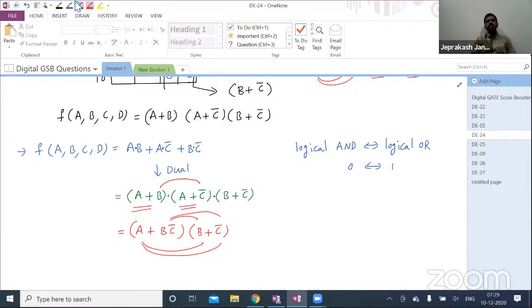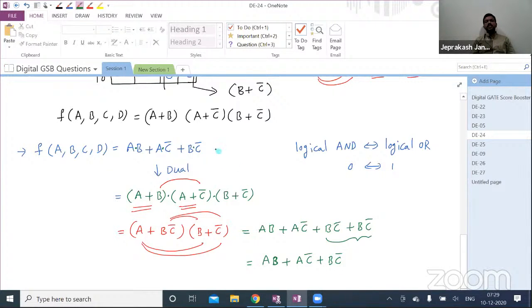All of you do the simplification. AB plus AC bar plus BC bar plus BC bar. BC bar plus BC bar, don't write it as 2 times BC bar, because this is digital class, right? X plus X is X only, so you can consider one time. So what you will get? AB plus AC bar plus BC bar.